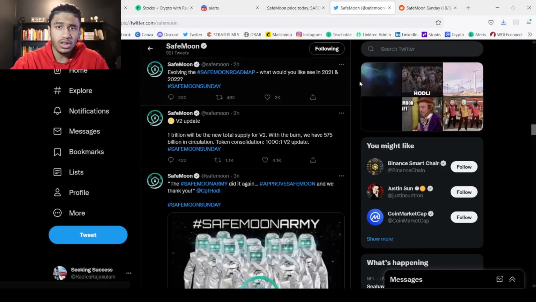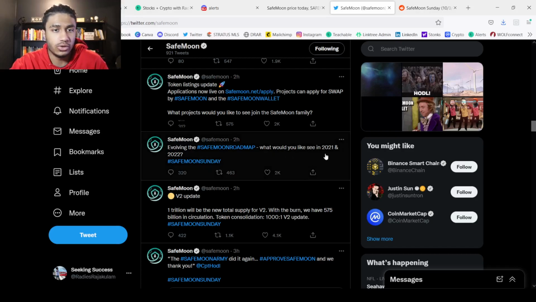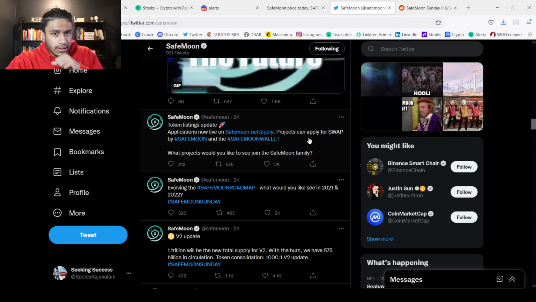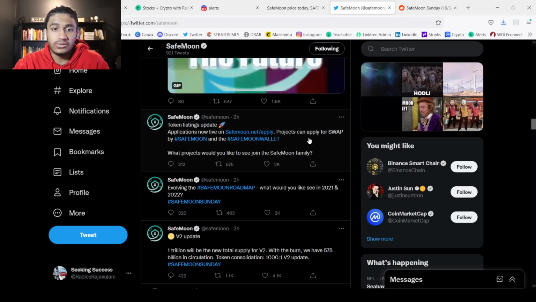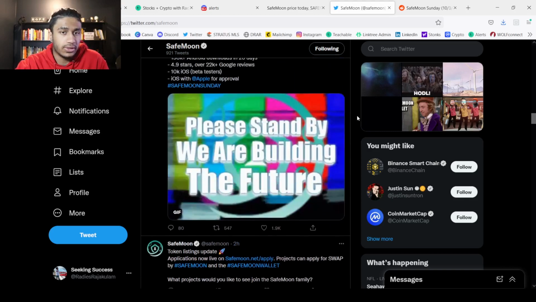So another thing is they are evolving the Safemoon roadmap, okay? So they're asking, what would you like to see in 2021 and 2022? And then we can see the token listings update. So if you want to apply for swap by Safemoon in the Safemoon wallet, you guys can actually do that as well. So again, if you do own a project or anything like that, that's pretty cool.